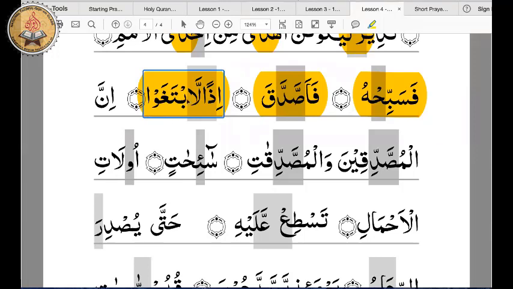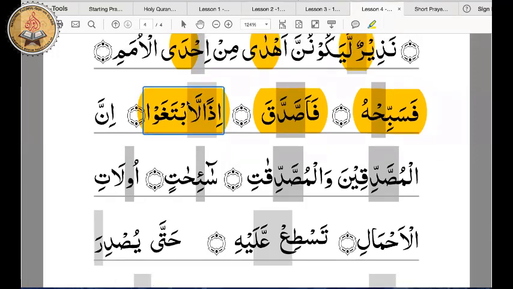Okay. So this ba over here also, it's a qalqala letter. So qaf, ba, ja, and dal. Those are the 5 letters. When they carry the sukoon, we vibrate the sound a little bit. So when you're joining this lam with this ba, just vibrate the ba.